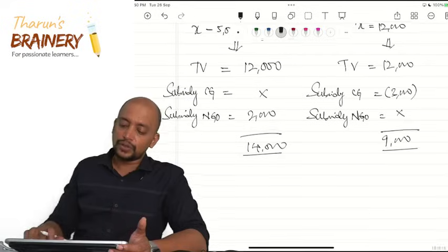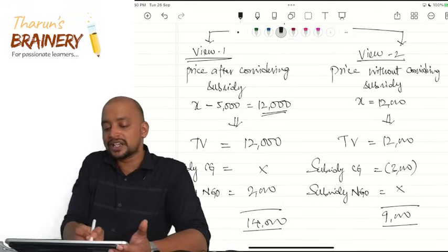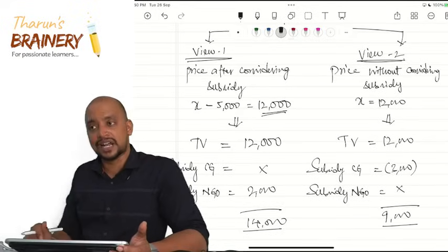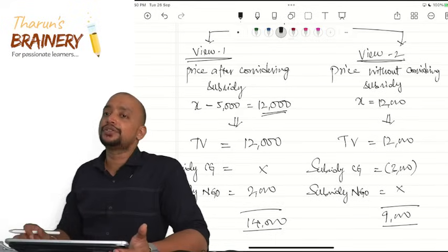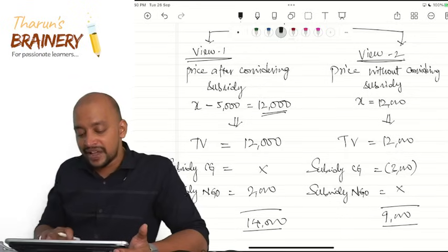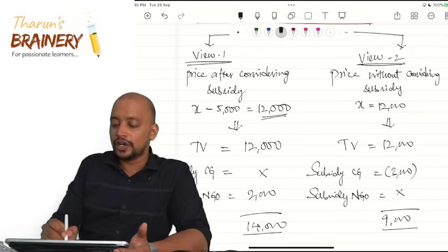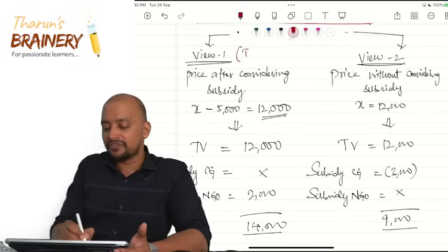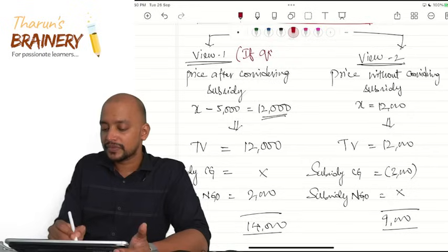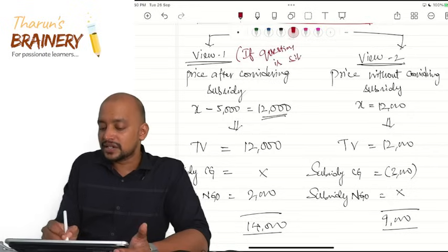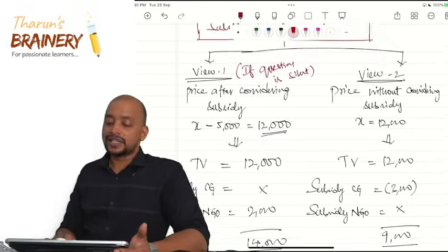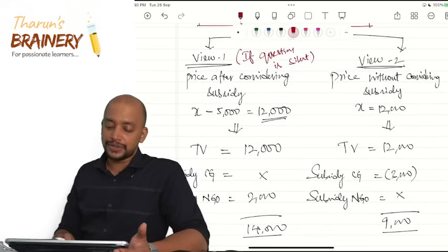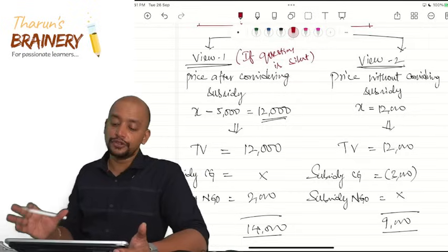But sir, we get two different answers. Yes, that's what, two different assumptions when we take, we get two different answers. But which assumption we need to take for exam when the question is silent? When the question is silent, we need to follow view 1 only. For the exam purpose, because CA Institute also in many cases they follow view 1 only.